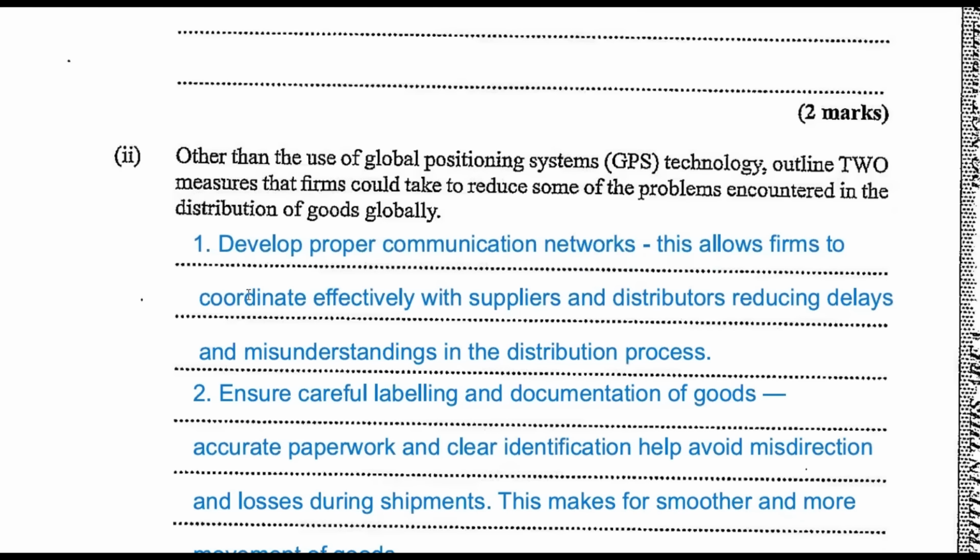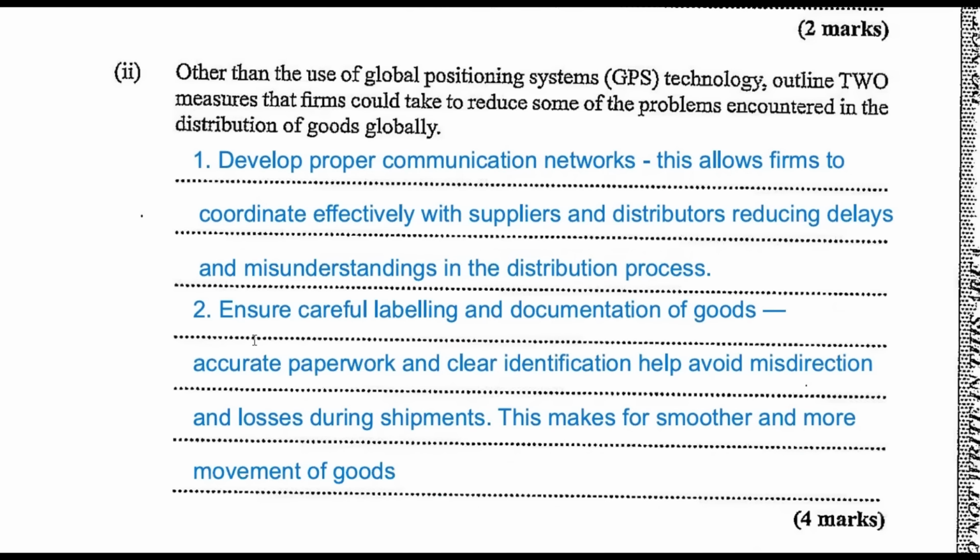Well, one, we can develop proper communication networks where we can coordinate effectively with suppliers and distributors, reducing delays and misunderstandings in the distribution process. This will help with communication. Another way that we can solve or avoid distribution problems is to ensure careful labeling and documentation of goods. Accurate paperwork and clear identification will help avoid misdirection and losses during shipments. This will make for smoother movement of goods. Great job, guys.